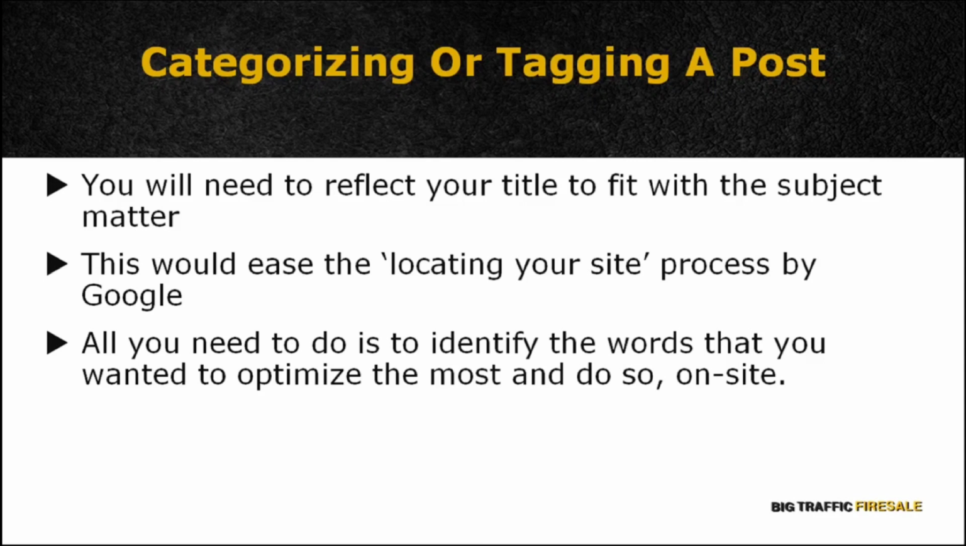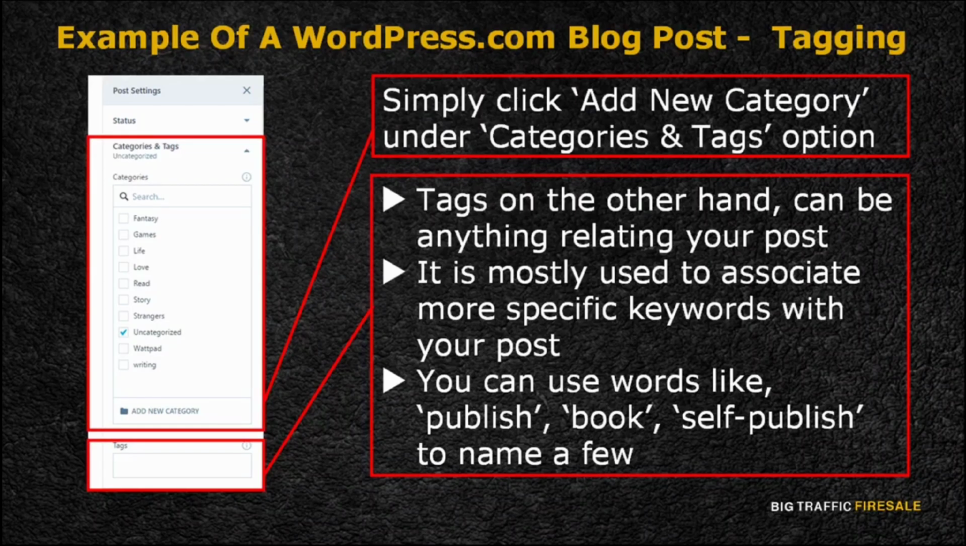This is one of the basic formulas you could easily solve within your site. All you need to do is identify the words you want to optimize the most and do so on site. Simply add a new category under the Categories and Tags section. Tags, on the other hand, can be anything relating to your post. It's mostly used to associate more specific keywords with your post. You can use words like publish, book, self-publish, to name a few. Now, let us continue with the next agent.